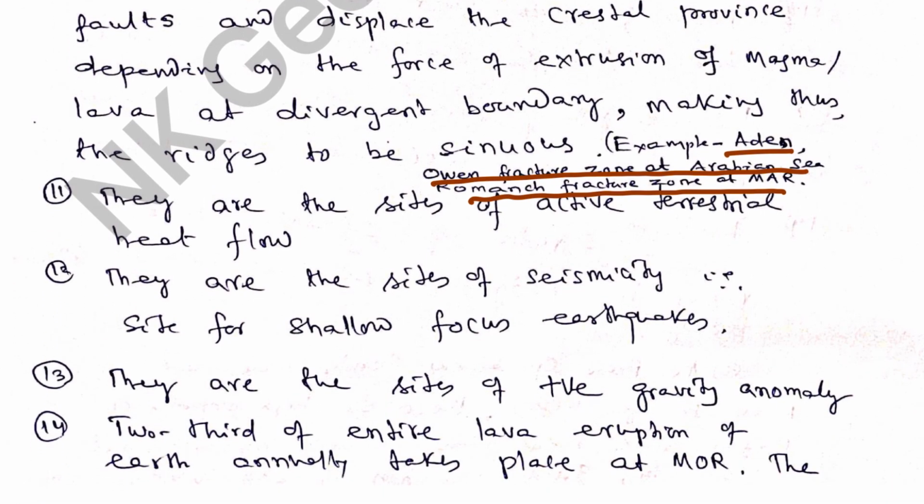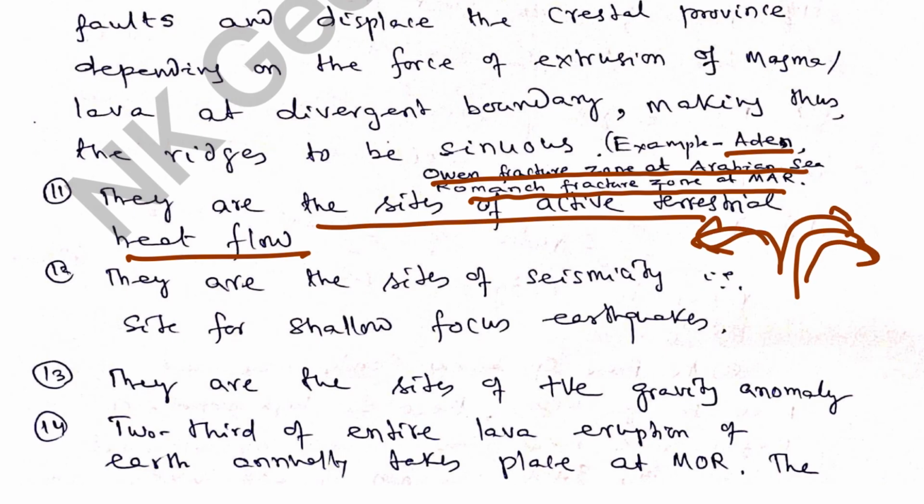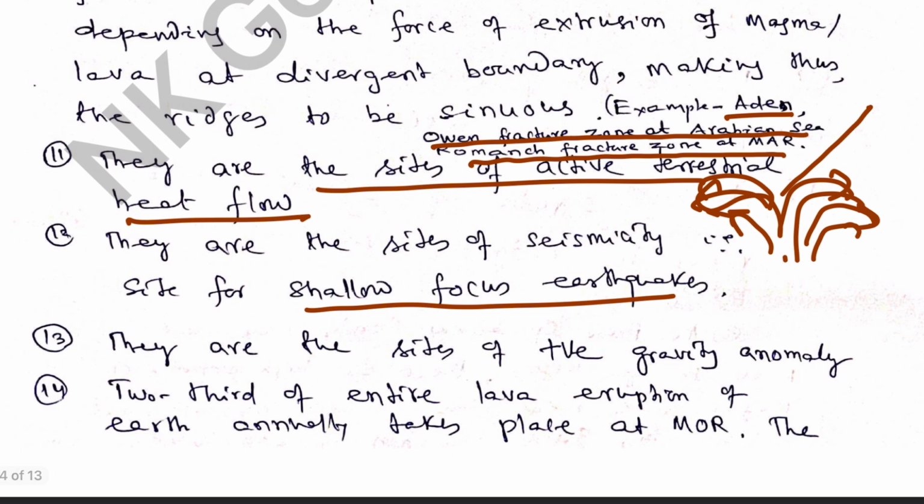Besides this, these mid-oceanic ridges are the sites of high heat flow because the magmatic material is found to be upwelling. That's why there is high heat flow, and because of this lava extrusion or magma intrusion, the entire site is noted for its shallow focus earthquakes, its seismicity. And these mid-ocean ridges are the sites of positive gravity anomaly because new oceanic crust is being created.